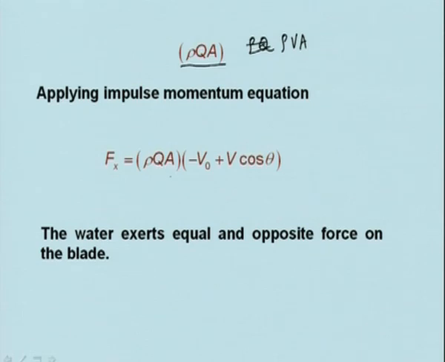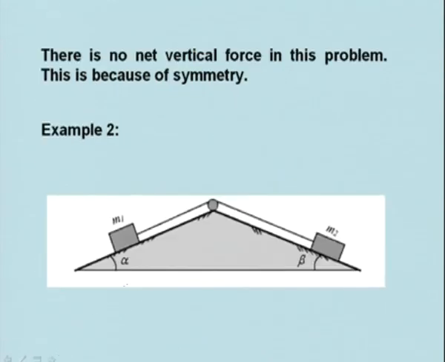Then applying the momentum equation, in fact this is rho Q. Applying the momentum equation, we have rho Q times minus V0 plus V cos theta, that is the change in the momentum. So, V cos theta minus V0, that is Fx. So, water exerts an equal and opposite force on the blade. There is no net vertical force in this problem because of symmetry.